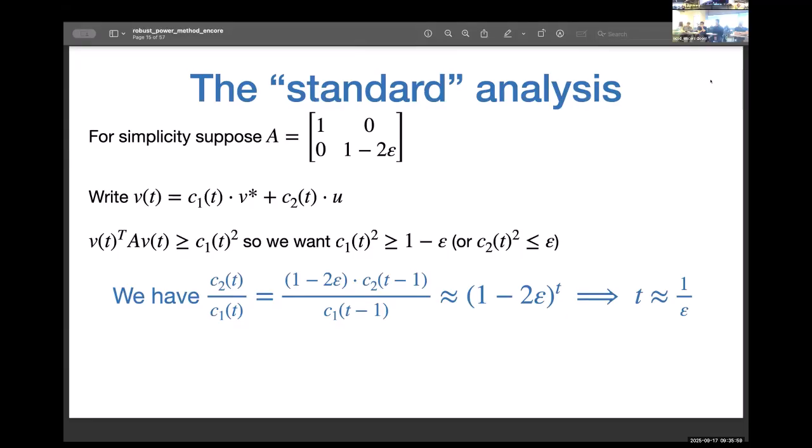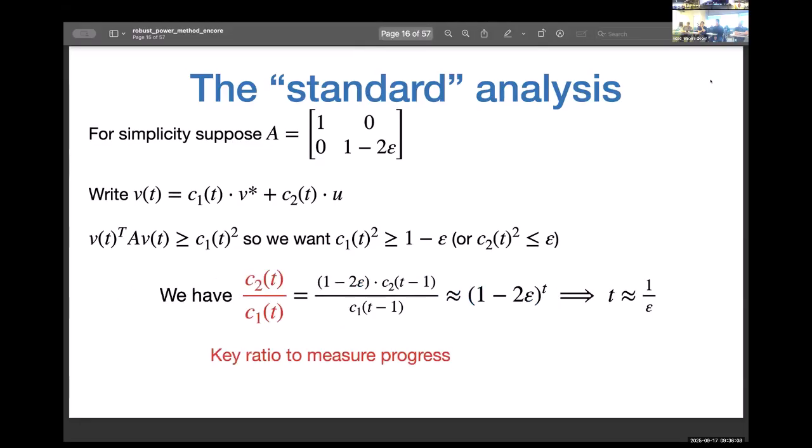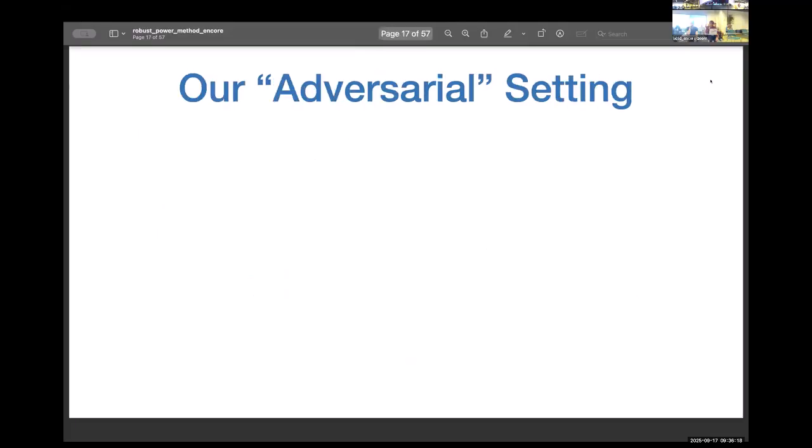All right, so that's the entire analysis of the power method. You need 1 over epsilon steps of exact matrix vector products, if you have a nice PSD matrix. And like I said, in the standard analysis, this ratio is key to measuring progress. So this is like a crash course in linear algebra. Now let me talk about our adversarial setting.